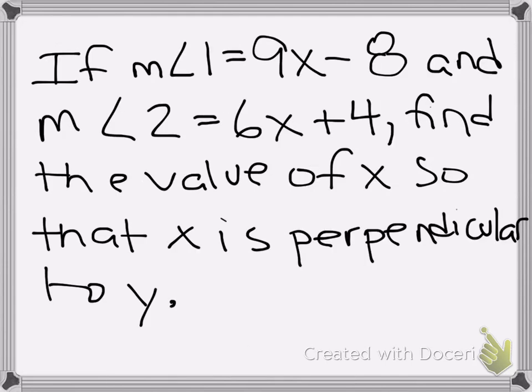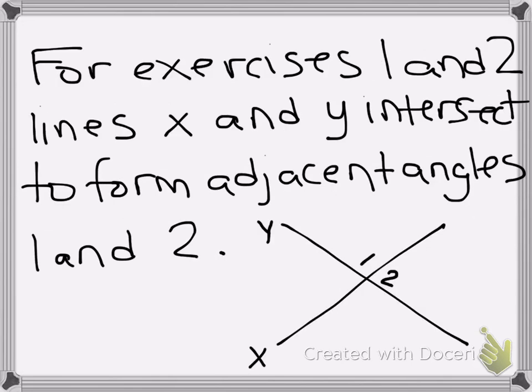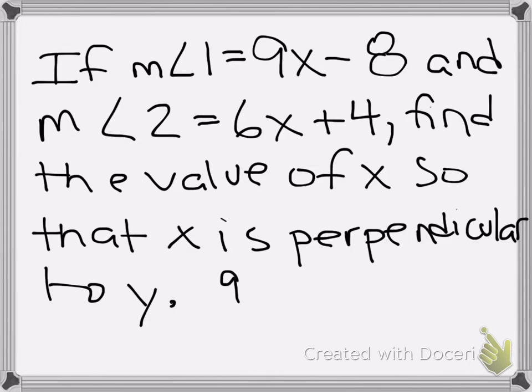Now it tells us if angle 1 is 9x minus 8 and angle 2 is 6x plus 4, find the value of x so that x is perpendicular to y. So meaning if it's perpendicular to y, that means all of these angles here that we drew are going to be right angles. So that means angles 1 and 2 are actually equal to each other. So we would put 9x minus 8 equals 6x plus 4, and that's how we would find x.